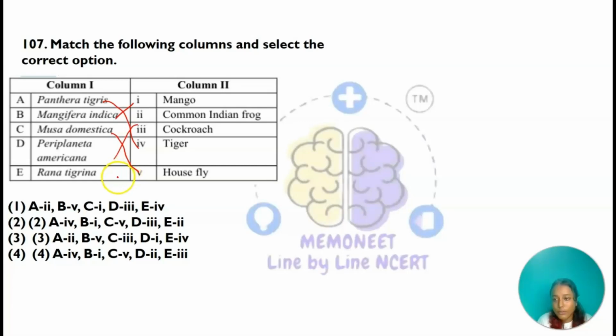And the left one is Rana tigrina, which is the common Indian frog. So now let's look at the first option, A with 4. A with 4, we have two options, this and this.